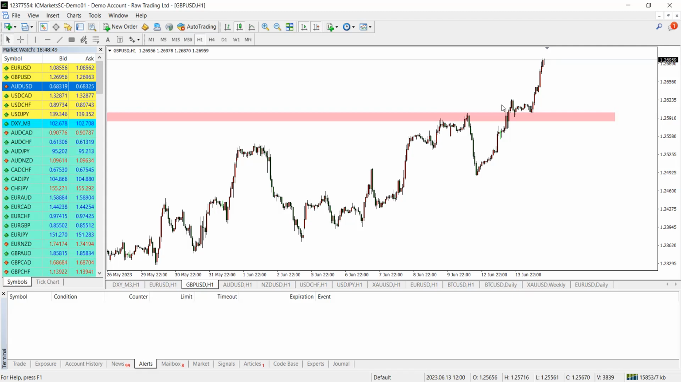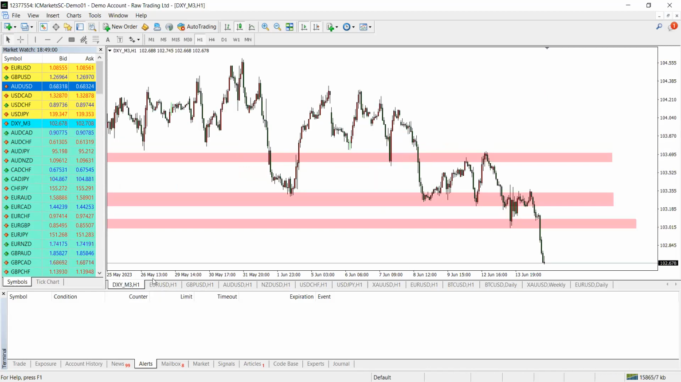My question still remains: how much lower can the dollar go? How much higher can the cable go? This is the cable. How much higher can the fiber go? How much lower can the dollar go today, this week?